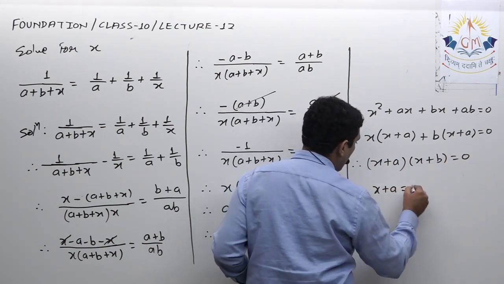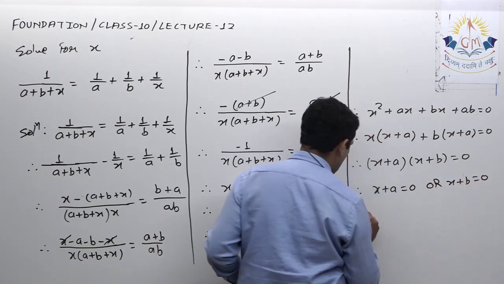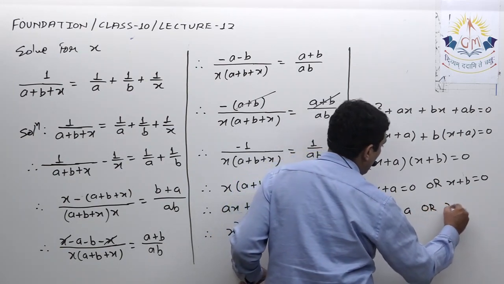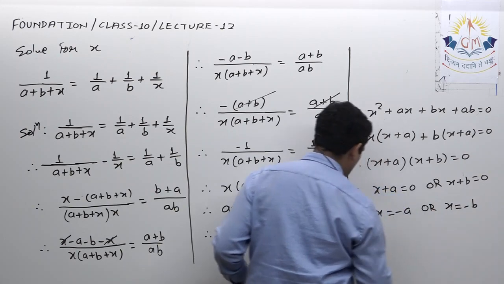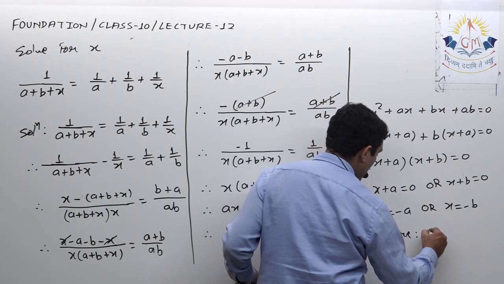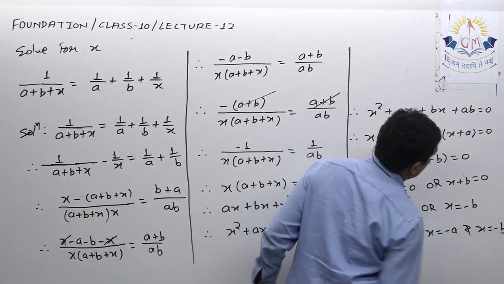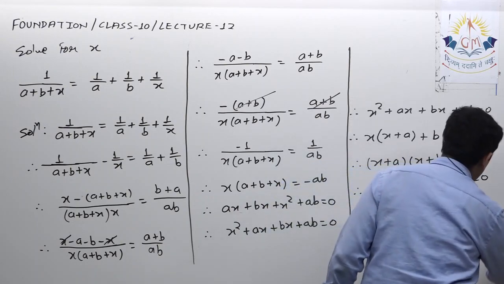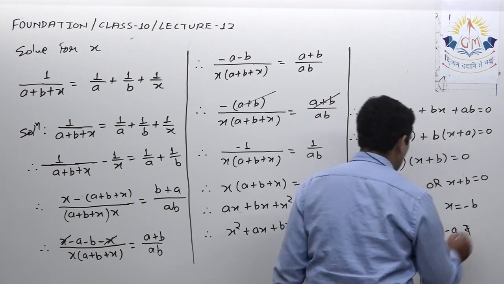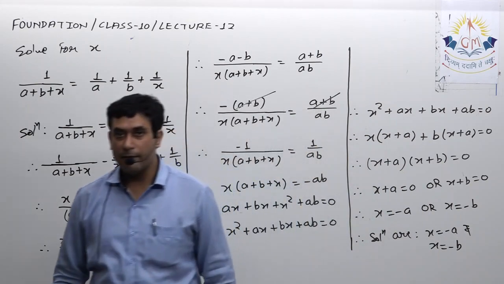Therefore x plus a equal to 0 or x plus b is equal to 0. Therefore x equal to minus a or x equal to minus b. Therefore the solutions are x equal to minus a and x equal to minus b. This is my final answer, x equal to minus a and x equal to minus b. So please note it down. Then we'll see the next question.